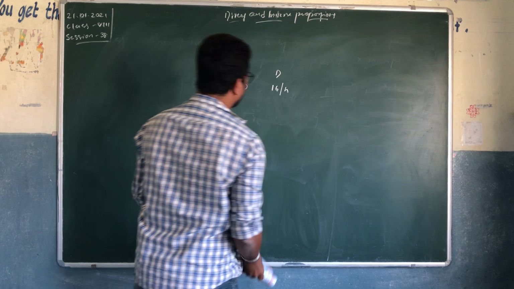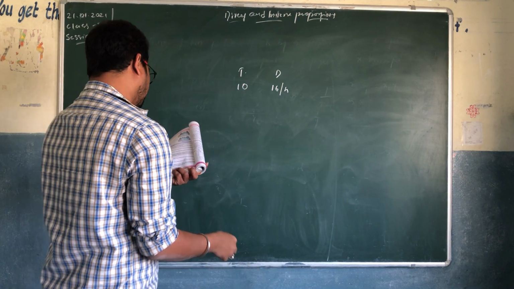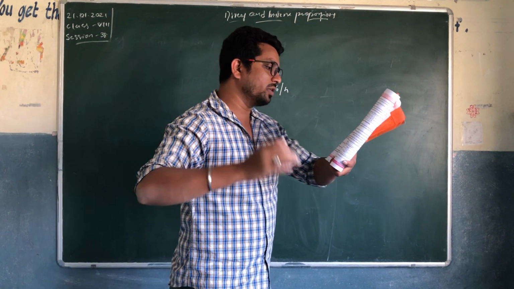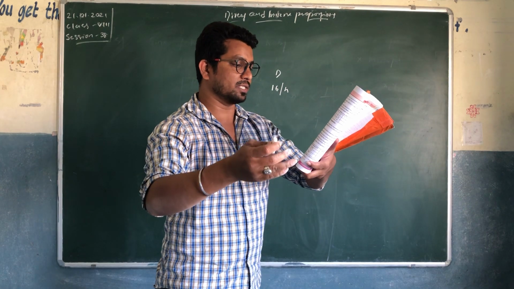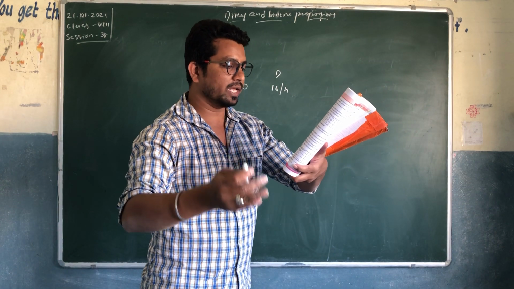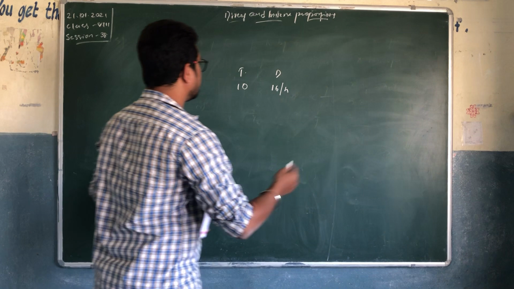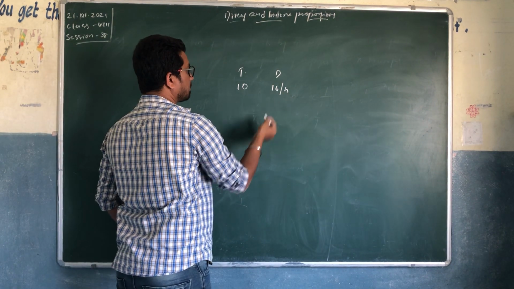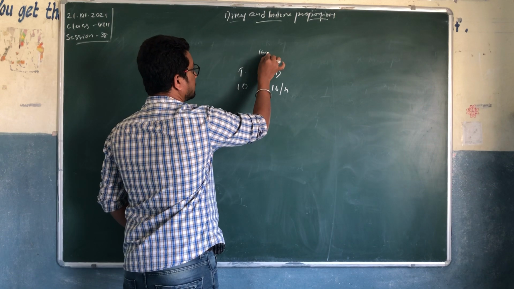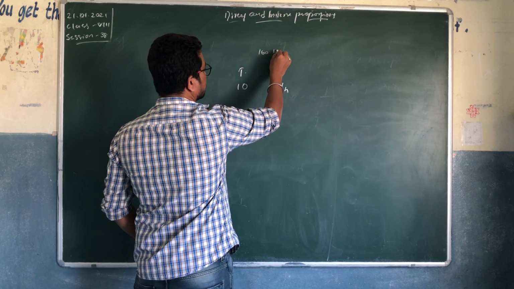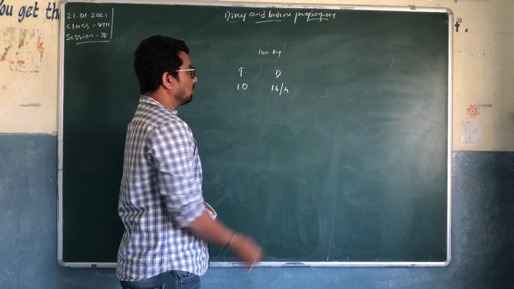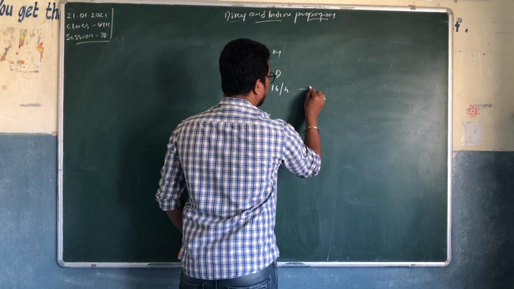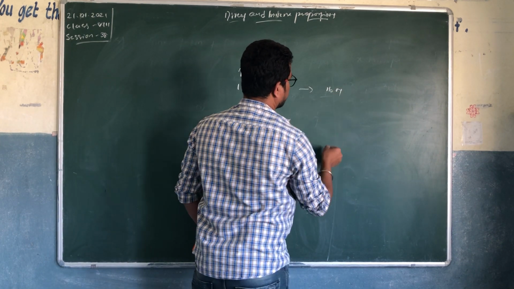Distance for 10 hours it is 16 miles per hour. By how much should its speed be increased so that it takes only 8 hours to cover the same distance? See, for 1 hour it is covering 16 miles. For 10 hours it will be 160, right? Totally it will be 160 miles.